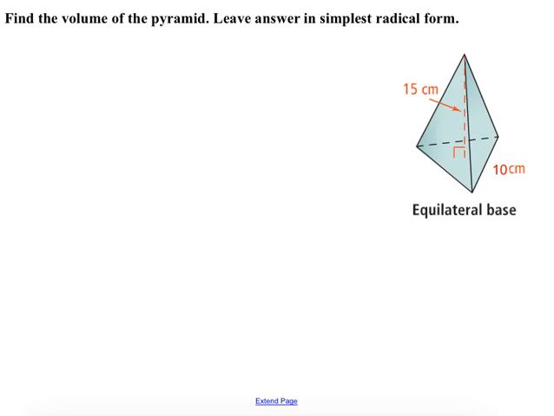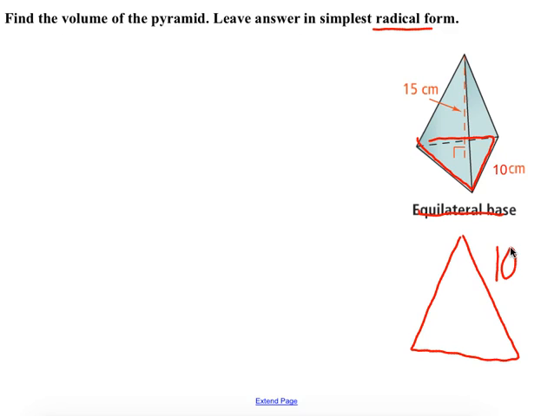Find the volume of the pyramid. Leave your answer in simplest radical form. So this time our base shape is a triangle, right? And I'm telling you it's equilateral, so I'm just going to draw that out bigger here. I have an edge of 10. So, again, volume equals 1/3 base area times height. Now I'm going to write this one out. It's a little different.